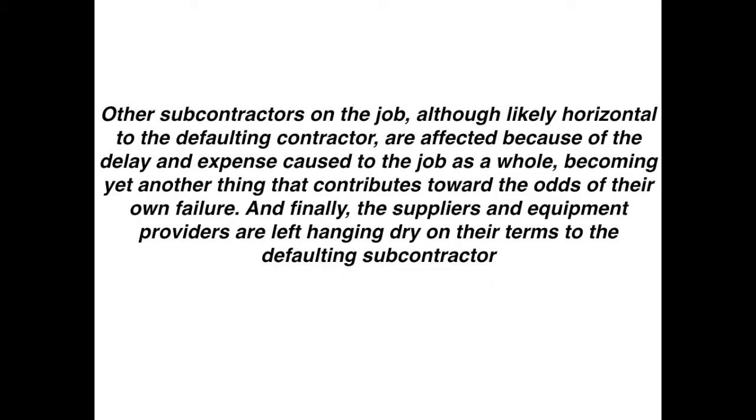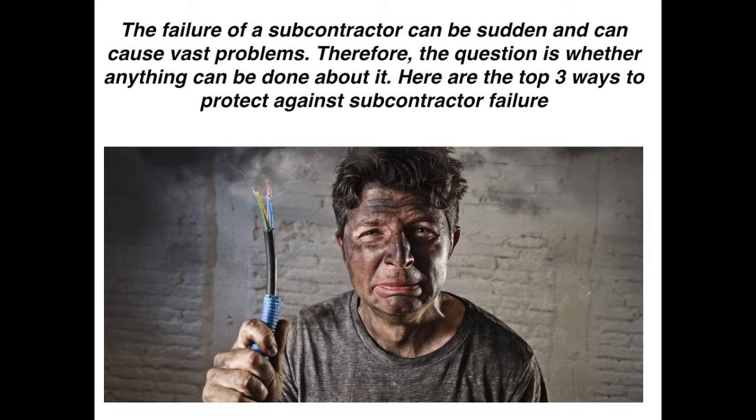Other subcontractors on the job, although likely horizontal to the defaulting contractor, are affected because of the delay and expense caused on the job as a whole, becoming yet another thing that contributes towards the odds of their own failure. And finally, the suppliers and equipment providers are left hanging dry on their terms to the defaulting subcontractor. The failure of a subcontractor can be sudden and can cause vast problems. Therefore, the question is whether anything can be done about it. Here are the top 3 ways to protect yourself against subcontracting failure.